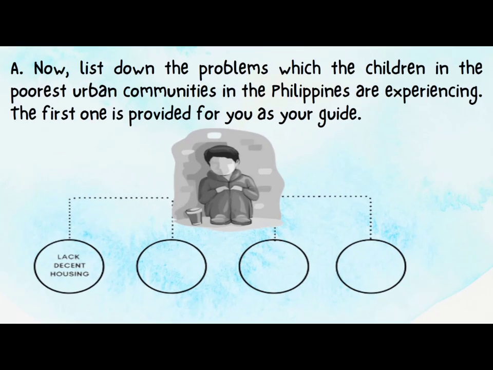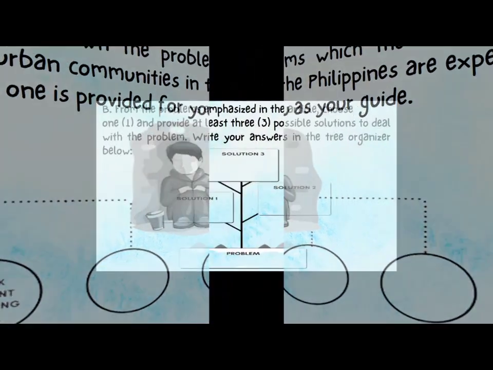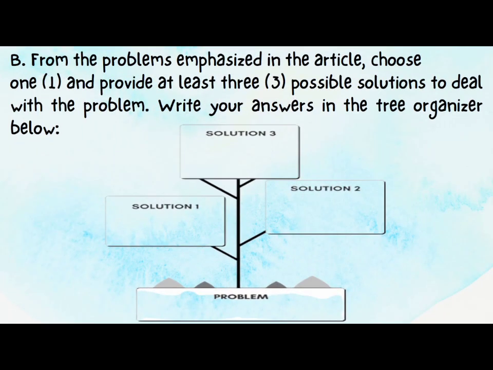Problems which the children in the poorest urban communities in the Philippines are experiencing. The first one is provided for you as your guide. Now, from the problems emphasized in the article, choose one and provide at least 3 possible solutions to deal with the problem. Write your answers in the 3 organizer below.